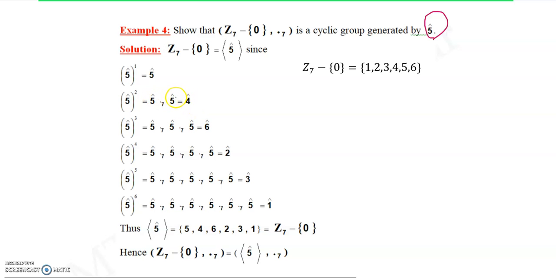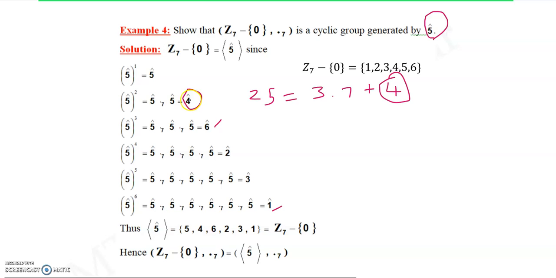See, 5 times 5 is 25, which means 25 is equal to 3 multiplied by 7 plus 4. So the remainder is 4. So you write that. You know how to write this. Similarly, 5 power 3, you write, your answer is 6. 5 power 4, so similarly you write until 5 power 6, and your answer is 1.